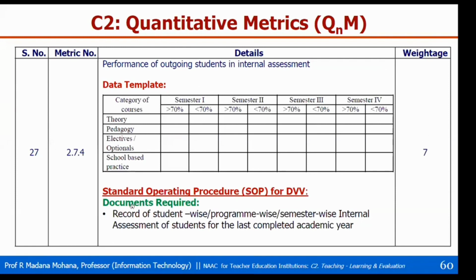Now, as per SOP, the documents required: record of student-wise, program-wise, semester-wise internal assessment of students for the last completed academic year.